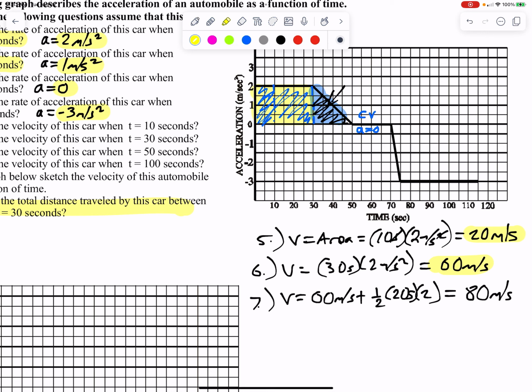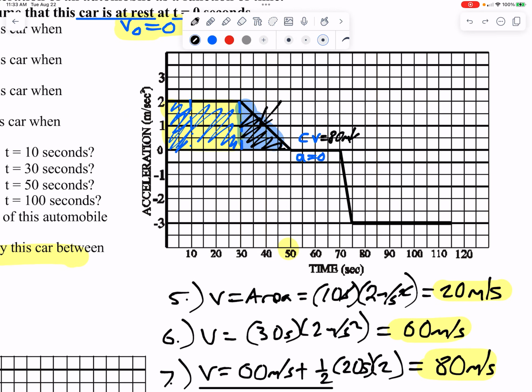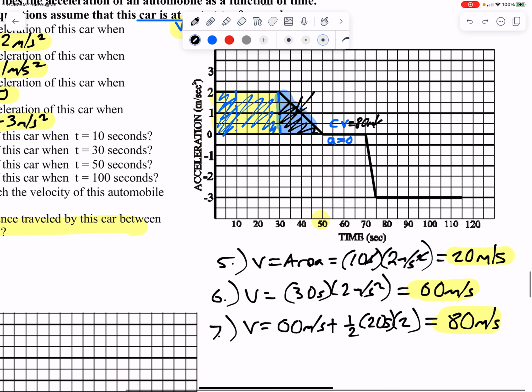So what we did is we built up speed from 0 to 80 meters per second in 50 seconds. What that also means, guys, is this is going to be a constant velocity of 80 meters per second for 20 seconds. You're going to keep that speed until you start slowing down. So this is the speeding up part from 0. This is going to be the slowing down part, towards 0 again. You may not completely slow down, but you're going to slow down towards 0.